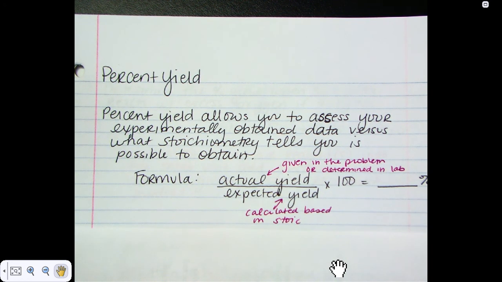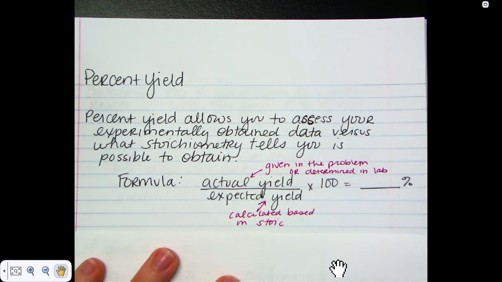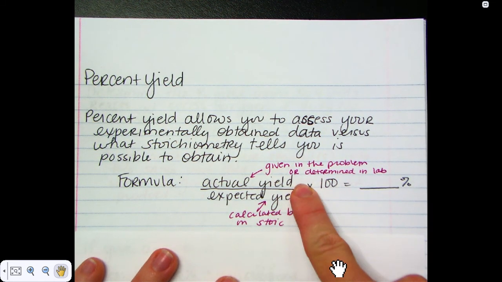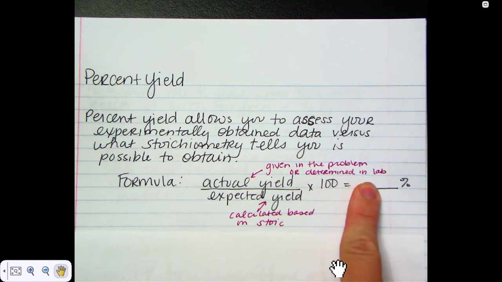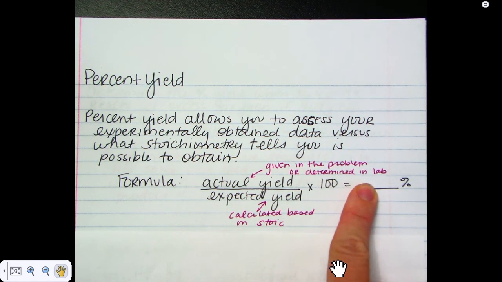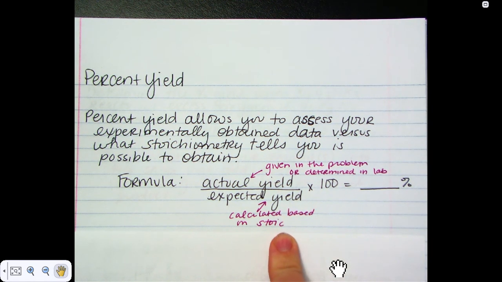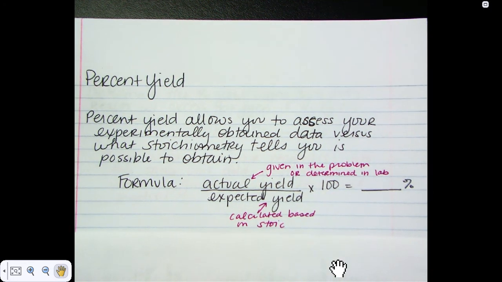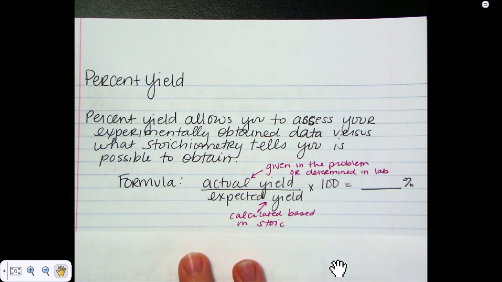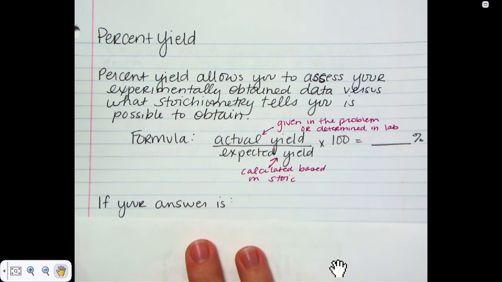So our formula for percent yield is the actual yield, which is either going to be given in the problem or, if we were doing a lab, determined in the lab, divided by the expected yield. This is the number that, if everything goes perfectly, beautifully in your lab, stoichiometry says is possible for you to get. Times 100 is percent. Okay. And so that's going to generate a value. And so what does that mean?